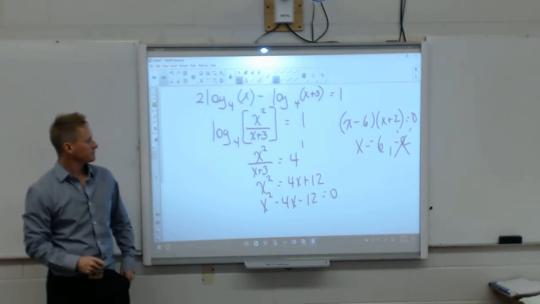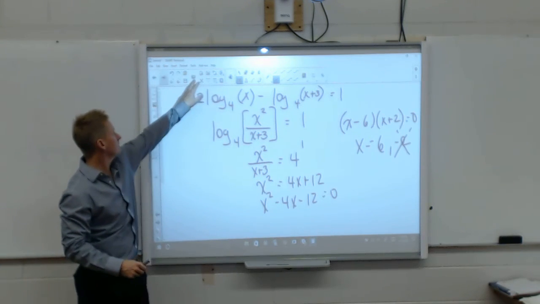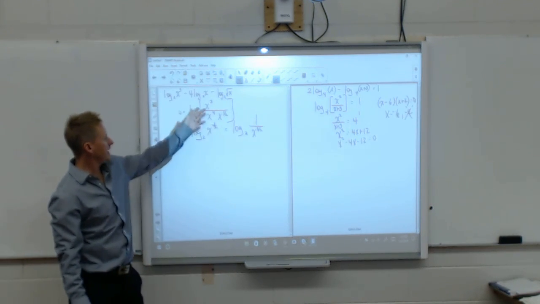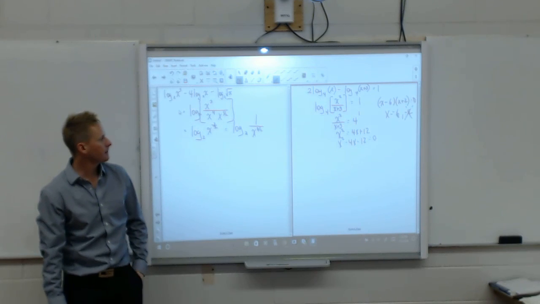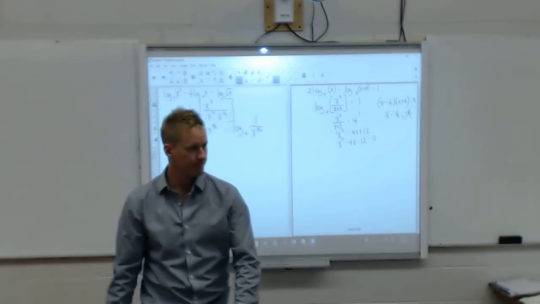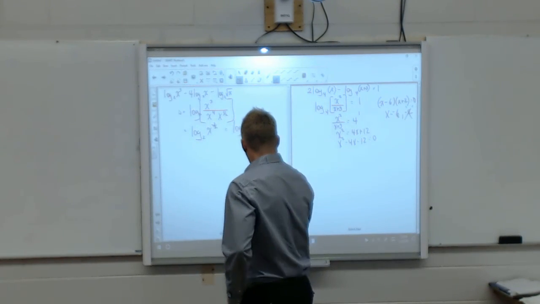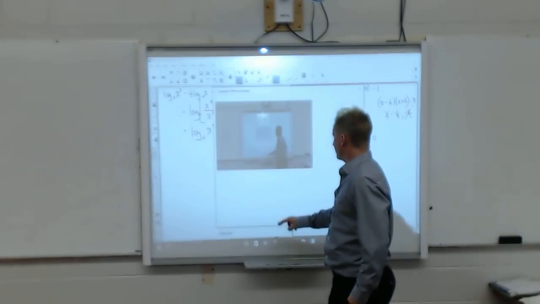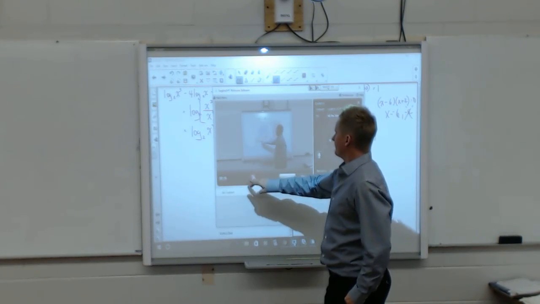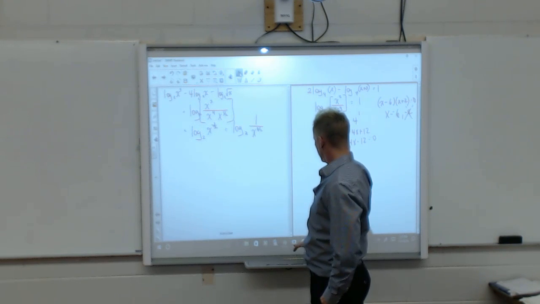So, again, that's why we're doing both expanding and simplifying. Why are you allowed to put the variable with the log in this one?